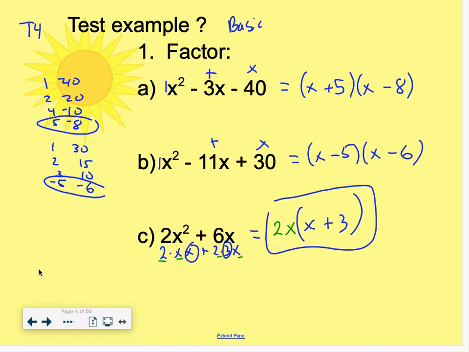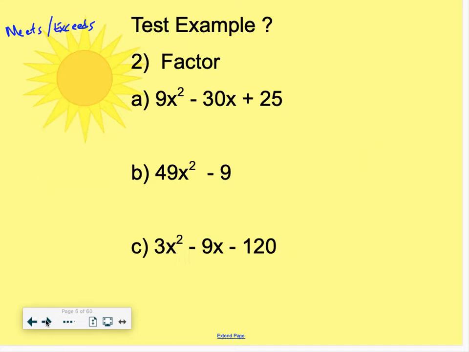Moving to number 2, these would be more of the meets/exceeds type of level. So the first thing I'm going to do is look for any GCFs. No GCFs for A, none for B. Looks like there's probably one for C. Looks like I can factor a 3 out, because if I divide all of these terms by 3, I get x squared minus 3x minus 40.